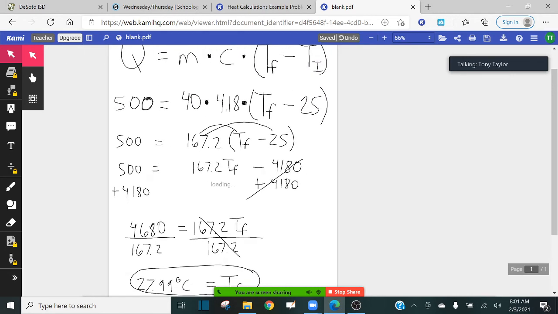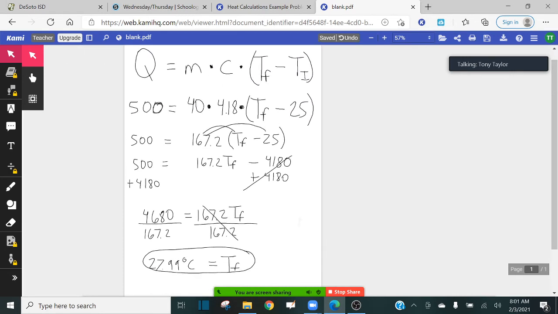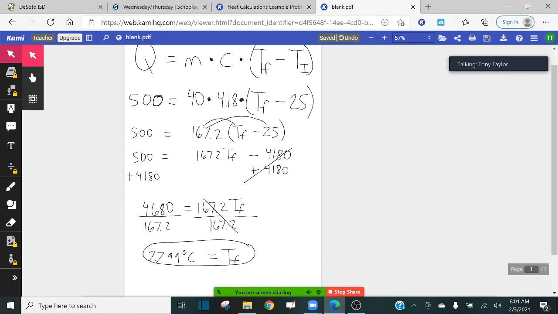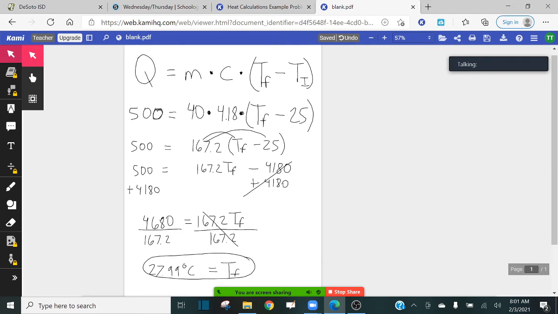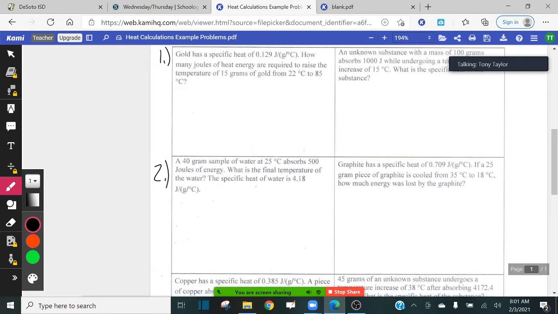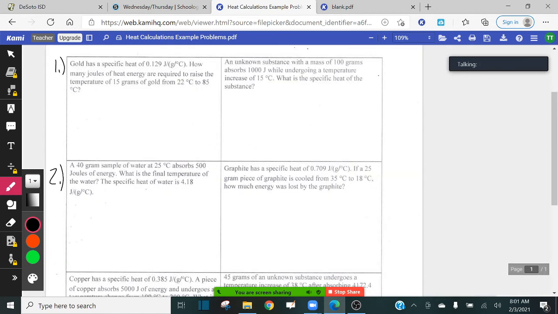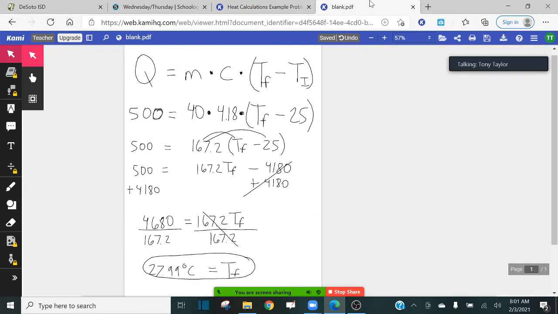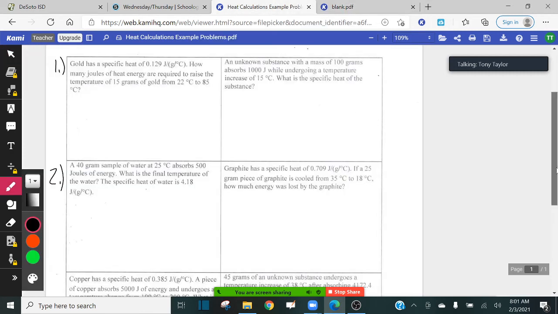And guys, I promise this is going to be the most tedious problem on here. All the other problems are not this tedious. But that's how you do number 2. Okay, that's how you solve for the final temperature in degrees Celsius. Any questions? Okay, let's keep going.